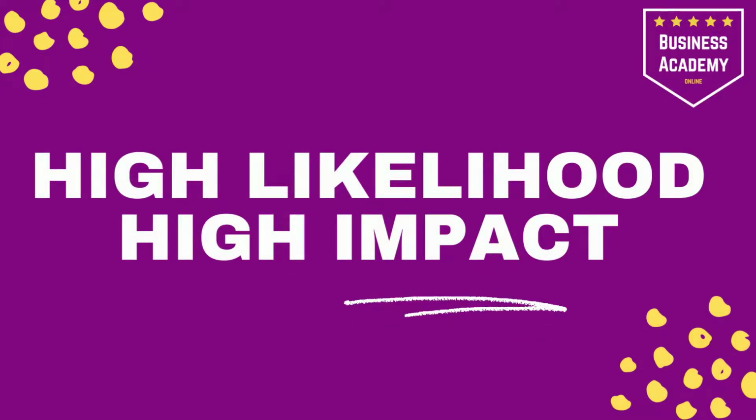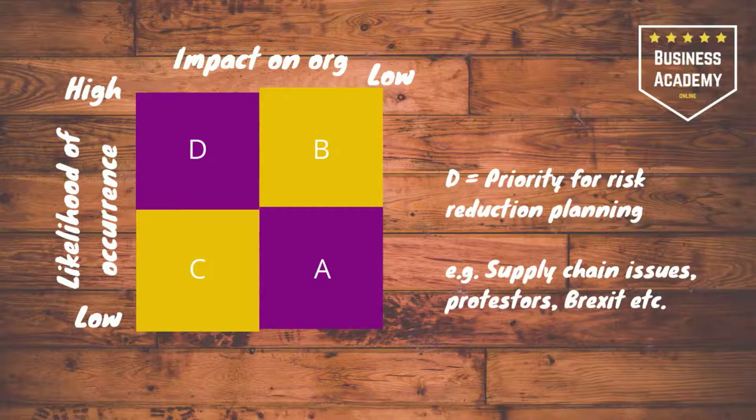And the final quadrant, high likelihood, high impact. So this is something that would have a high impact on the organisation and it's highly likely to happen. So therefore, you have to focus on this first. This is your priority for risk reduction. It's the D here. So for example, right now, supply chain issues, running out of raw material like your meat, your burger buns, the cheeses, whatever it might be.